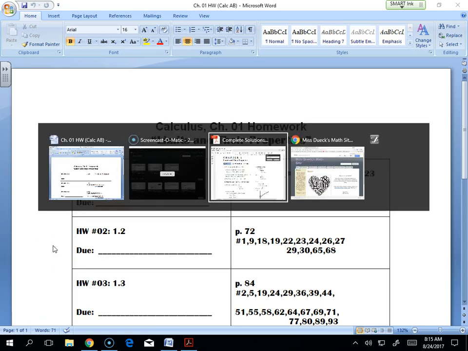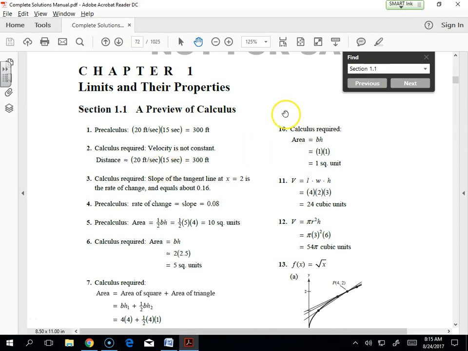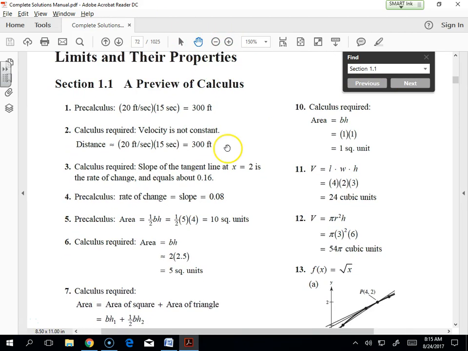So, checking our homework. Number 2, the answer should have been calculus is required. The reason: velocity is not constant. And how did you know that? What did they give you for velocity? They gave you a function, exactly. If velocity is constant, question kiddos, what are they going to make velocity equal to? One number, right? One number. If velocity is constant, they're going to make it equal to one number.